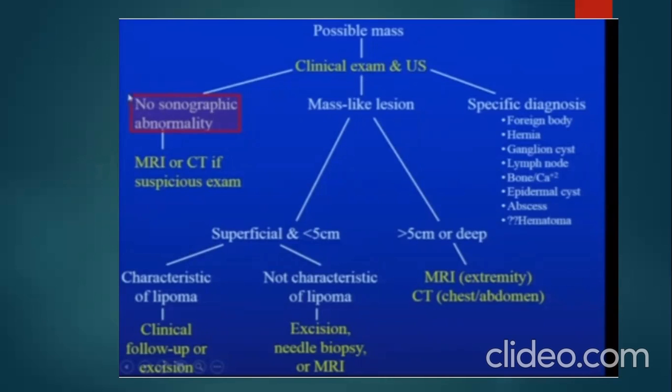So when you encounter a mass-like lesion and it is greater than 5 centimeters or deep, you might need to recommend further evaluation by other imaging modalities. For example, you might need to recommend MRI for extremities or CT scan for chest or abdomen. And if your lesion is superficial and it's less than 5 centimeters, you need to look at the characteristics of this lesion on ultrasound. If the characteristics are not of a lipoma, you might need to recommend excision or biopsy or even MRI for further evaluation.